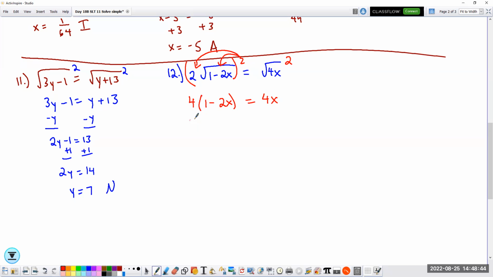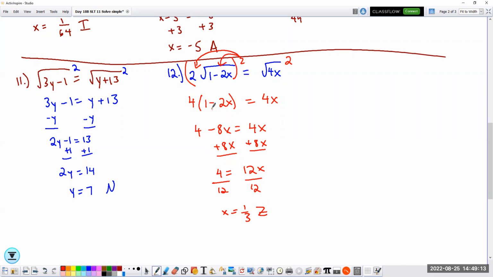Now I'm going to distribute the 4. I could also divide it, but I'm going to distribute 4 minus 8x. Now this is a bigger number, but it's negative. So I'm going to add 8x to both sides. There's a number of ways you could do this. You will still get the same answer that I will. I have 4 equals 12x. I'm going to divide by 12 and I get x equals 1/3, which is letter Z.